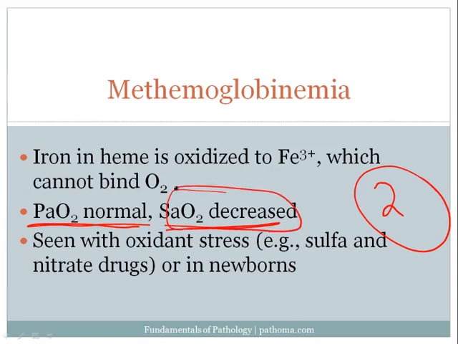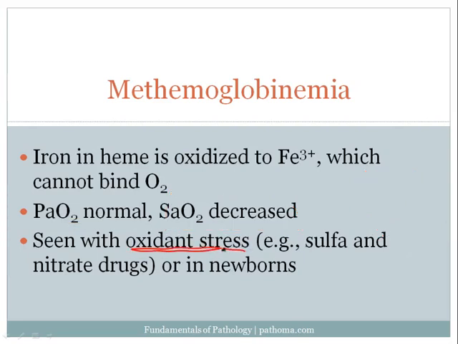Now, the next point to be aware of is in what clinical context would we actually see methemoglobinemia? Classically, it's seen with oxidant stresses. Oxidant stresses have the ability to oxidize the iron. So what are some oxidant stresses? Well, sulfa drugs are oxidant stresses. Nitrate drugs are oxidant stresses. Those are the classic ones, and that's the way they tie in a little bit of pharmacology on examinations.